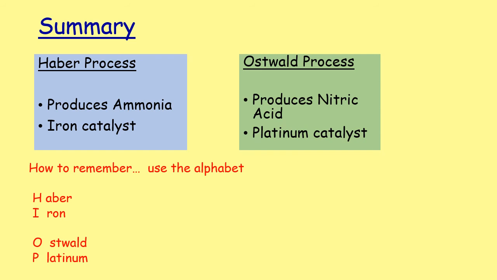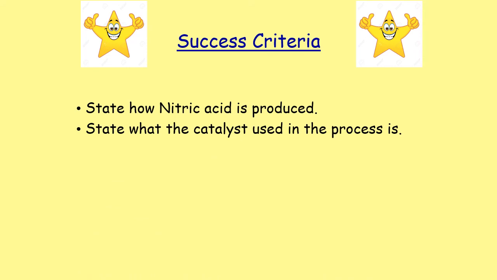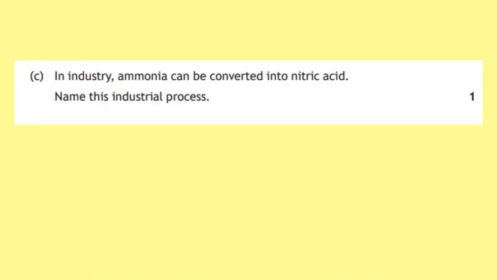So now I've got a couple of questions from past papers related to the Ostwald process. But hopefully at this stage you can now name the process by which nitric acid is produced and know that platinum is the catalyst in the Ostwald process. So the first question: in industry, ammonia can be converted into nitric acid. Name this industrial process. So that process is the Ostwald process.